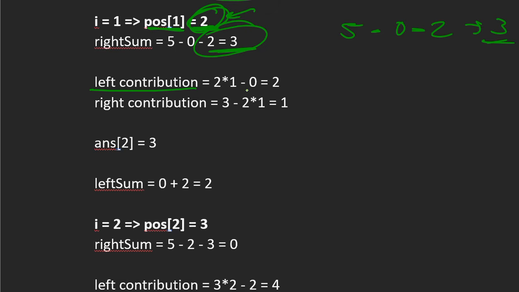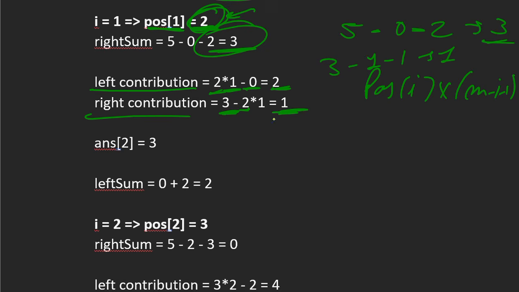Then left contribution, still the same formula, that is position of i is 2 into i minus left sum, still 0. So left contribution is 2. Right contribution is right sum, 3 minus position of i into m minus i minus 1. Position of i is 2, m is 3 minus i is 1 minus 1, so it will be 1. So right contribution is 1. So answer of 2 is left plus right, that is 3. Now we add the current element to the left sum. So left sum is 2.